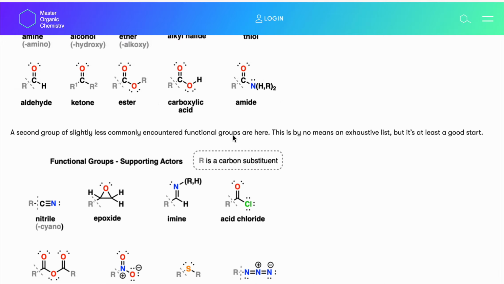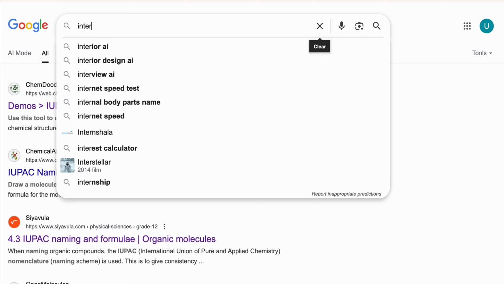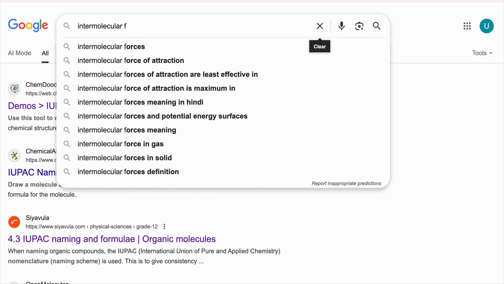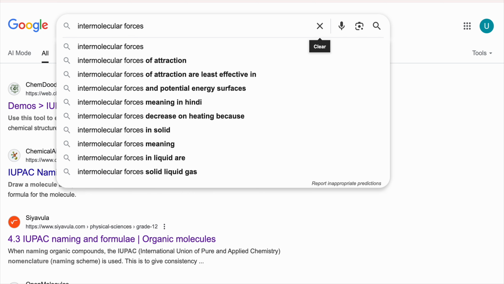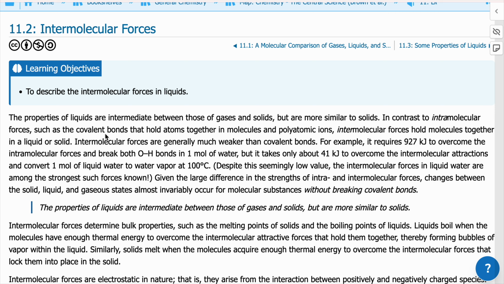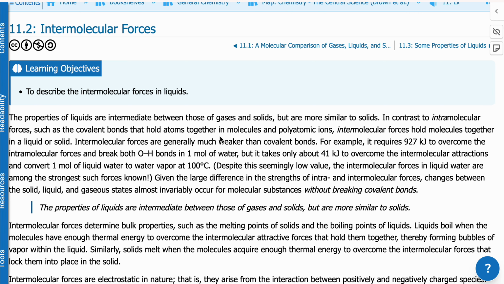Next question, physical characteristics. Intermolecular force types. Let's study about this. Intermolecular forces. The properties of liquids are intermediate between those of gases and solids. Intramolecular forces are the covalent bonds that hold atoms together in molecules and polyatomic ions. Intermolecular forces hold molecules together in a liquid or solid.